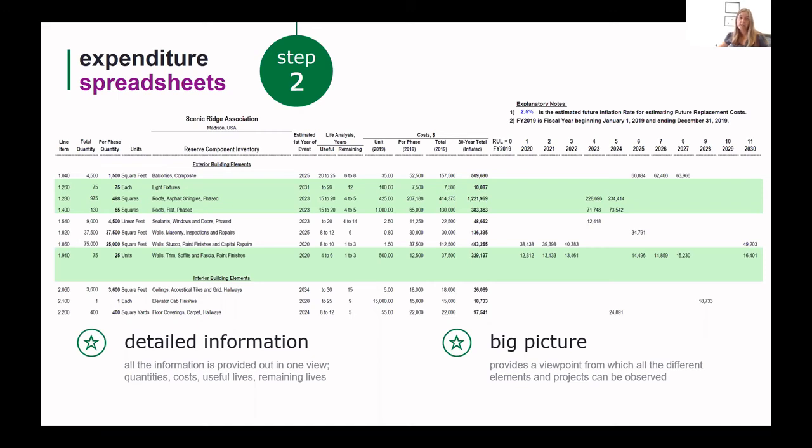So I like to say that this is kind of like a matrix. You can look at the detailed information by line item, or you can look at the big picture. What projects do we need to do in any given year? So as you enter the next fiscal year, as we're entering 2022, you can look at that column and say, okay, what projects are slated for 2022? What do we want to tackle versus what do we maybe want to defer?